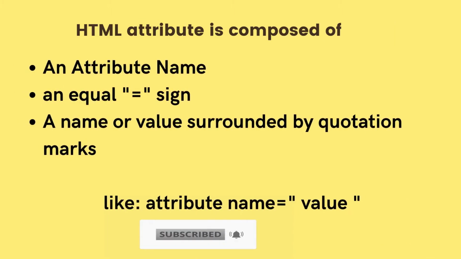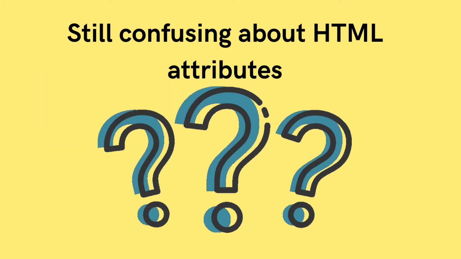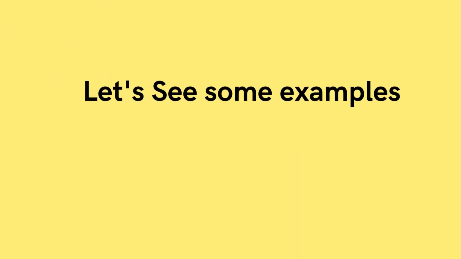HTML attributes look like an attribute name, an equals sign, and then the value surrounded by quotation marks. Like, attribute name equals value. If you are still confused about HTML attributes, let's see some examples.